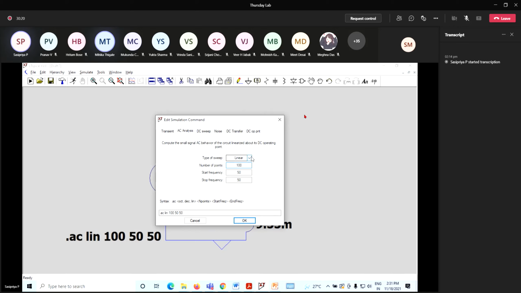And here type of sweep is linear, number of points just some random value, 100. And the important thing is I want to do the simulation only for 50 Hertz, so I don't want to vary the frequency. So my start frequency is also 50, stop frequency is also 50.